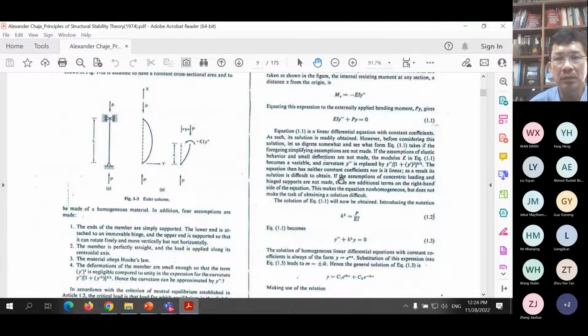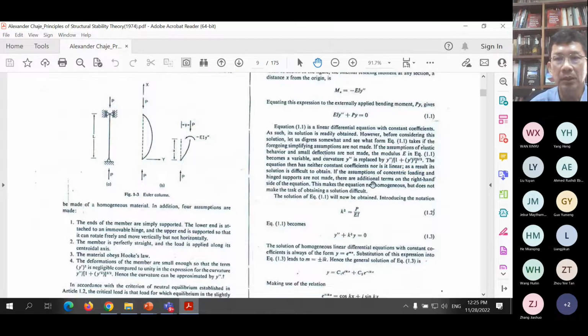Now there are some assumptions which have been made to arrive at these equations, but if those assumptions are not made, then these equations will become more difficult to solve. You can read through the explanation. It is important to take note of what assumptions have already been made here. Here it explains what happens if the assumption is not valid, so the equations become more complicated to solve. This is a linear differential equation with constant coefficients, second order. Because it is a second order ordinary differential equation with constant coefficients, EI and P here, the solution is quite easy. But please take note of the assumptions that we make when we derive these equations.